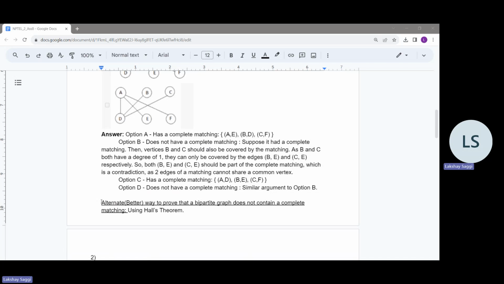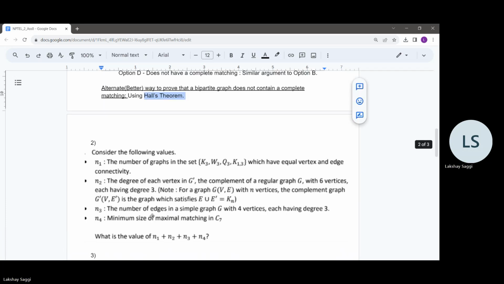Also, this is an alternate or better way, because this sort of reasoning about complete matching and degrees is easy for smaller graphs, but for larger graphs, I believe giving a Hall set or using Hall's theorem is a much cleaner way. Although this is also somewhat of a generalization of these sorts of arguments, I feel that it's a lot cleaner. So I'll recommend that you use Hall's theorem.